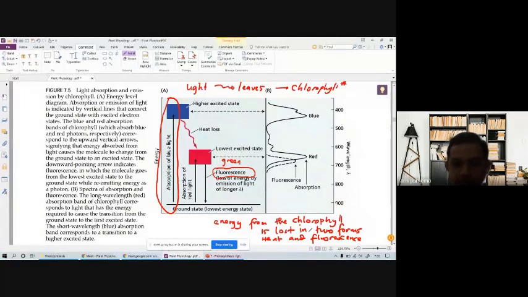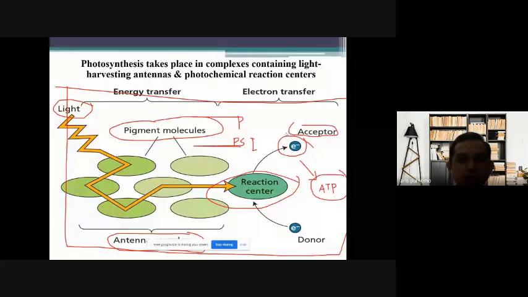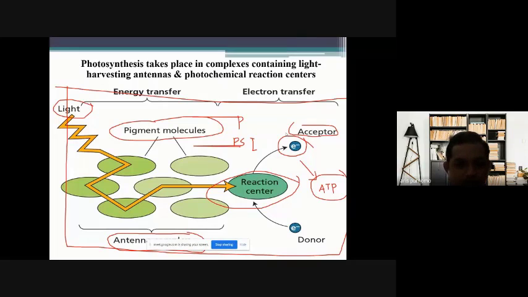However, the chlorophyll still contains energy to transfer from one chlorophyll to another chlorophyll, and also to the reaction center, which we call a complex. This complex we call the photosystem. So this is the photosystem that we are discussing.